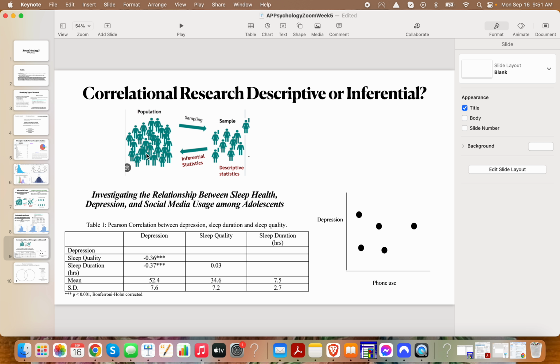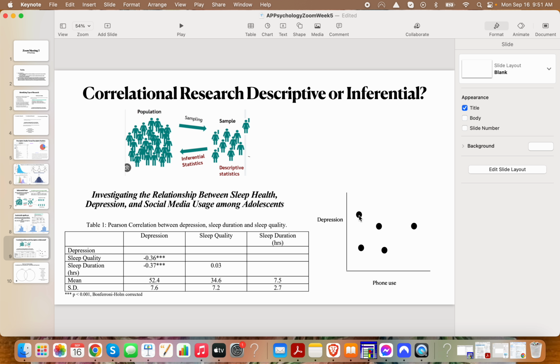I'm not saying anything back about all girls. I'm just telling you about the girls in my sample. Now, I might ask, does this represent my population? And maybe I do a whole bunch of samples and see if I find the same thing. It's still correlational research, and it can be inferential.